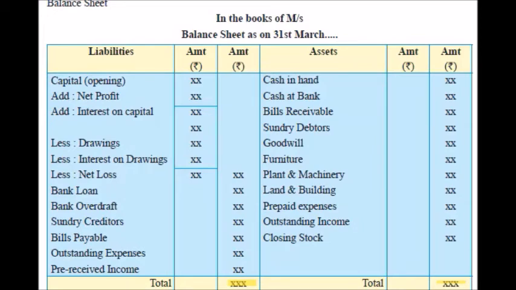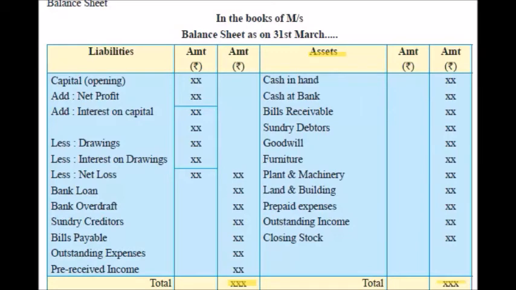Then bank loan, bank overdraft, sundry creditors, bills payable, outstanding expenses, and pre-received incomes are the entries of the liability side. And on the asset side, cash in hand, cash at bank, bills receivable, sundry debtors, goodwill, furniture, plant and machinery, land and building, prepaid expenses, outstanding incomes, and closing stock. These are the assets of the business.